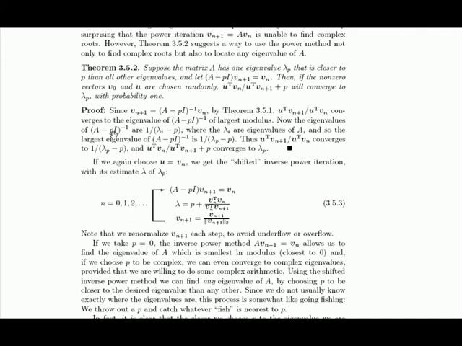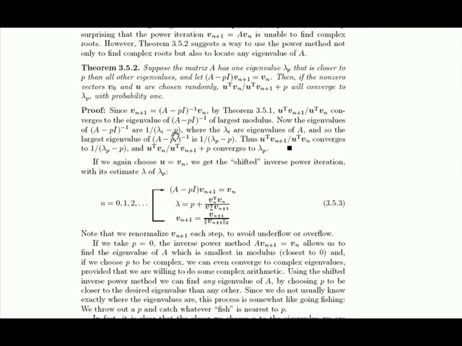Now the eigenvalues of (A − pI)⁻¹ are simply 1/(λᵢ − p), where λᵢ is an eigenvalue of A. So the power method applied to (A − pI)⁻¹ is, of course, going to find the largest eigenvalue of (A − pI)⁻¹. What is the largest eigenvalue of (A − pI)⁻¹? That's the one that has the smallest denominator. In other words, the one corresponding to the eigenvalue of A closest to p.